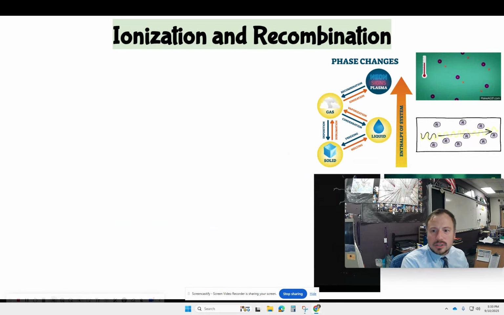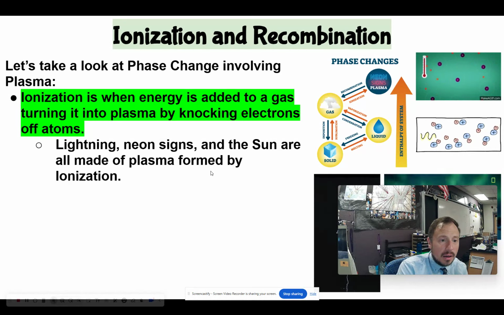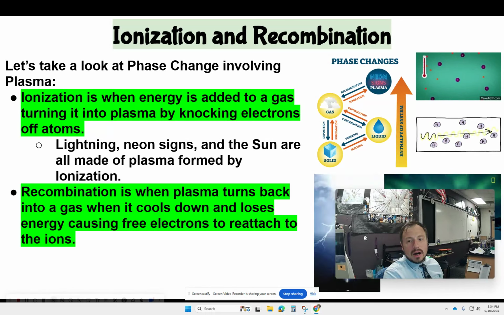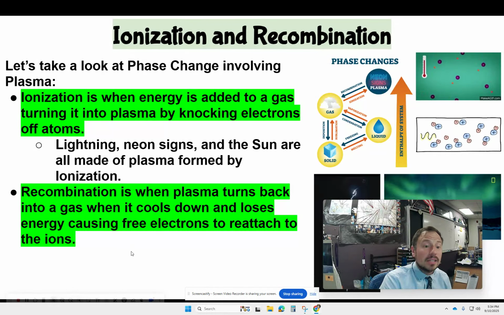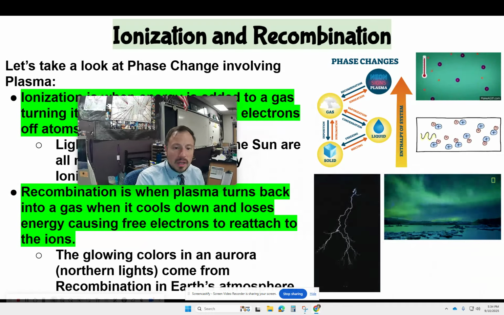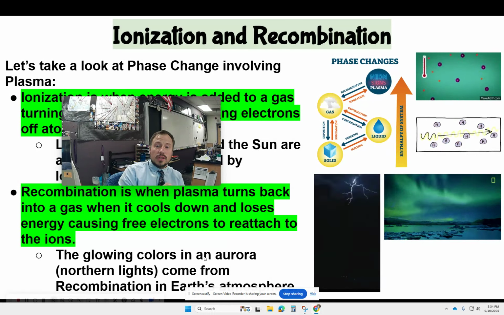Now, the last two that we need to talk about, because we talked about plasma, are ionization and recombination. Ionization is when energy is added to a gas, turning it into plasma by knocking electrons off atoms. Lightning, neon signs, and the sun are all made of plasma formed by ionization. And recombination is when plasma turns back into a gas when it cools down and loses energy, causing free electrons to reattach to ions. An example would be the glowing colors in the aurora or the northern lights, which come from recombination in Earth's atmosphere. But this only happens from the gas state, and only with that fourth state of matter, plasma.